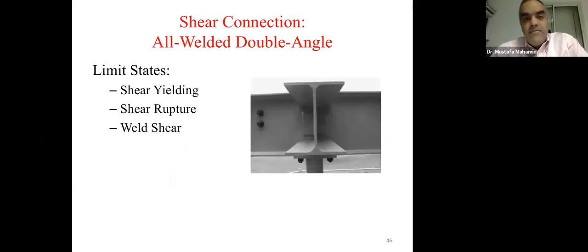And then we have also the all welded double angle connection. As you can see, if it's all welded, then we have much less limit states that need to be checked. So you have shear yielding, shear rupture, and weld shear. So again, when we have bolts, from a design point of view, we have a lot more calculations that we need to do.